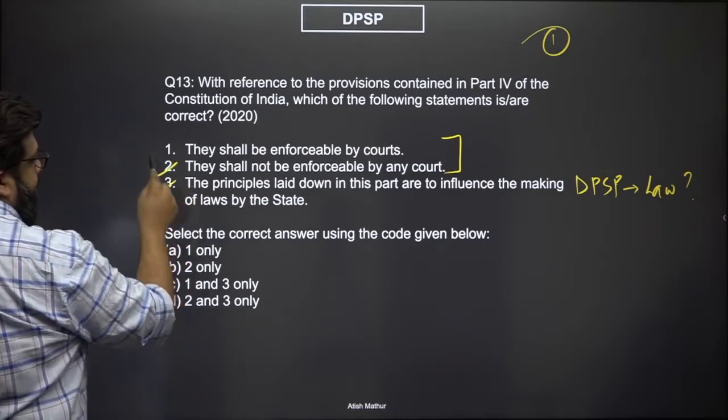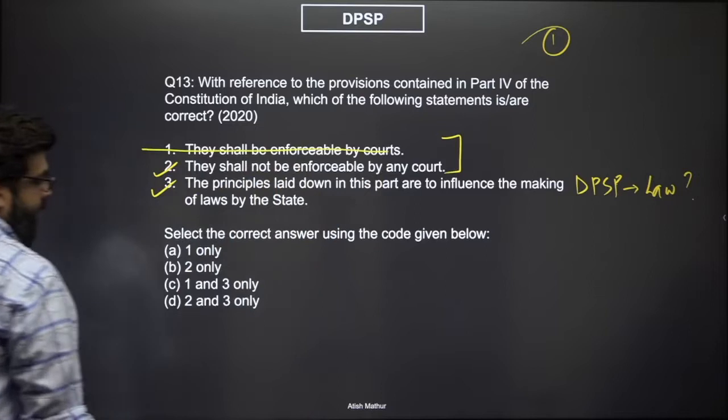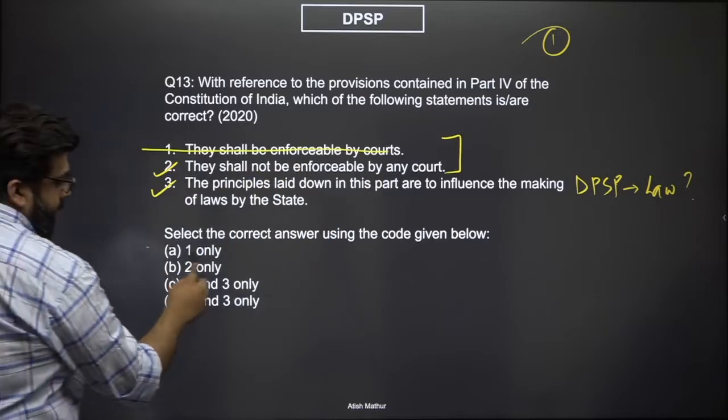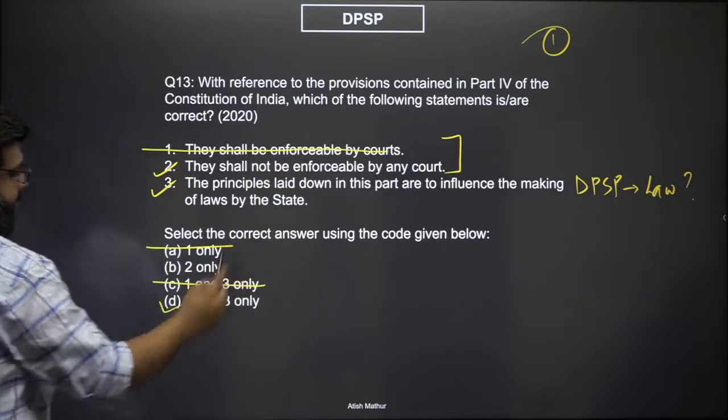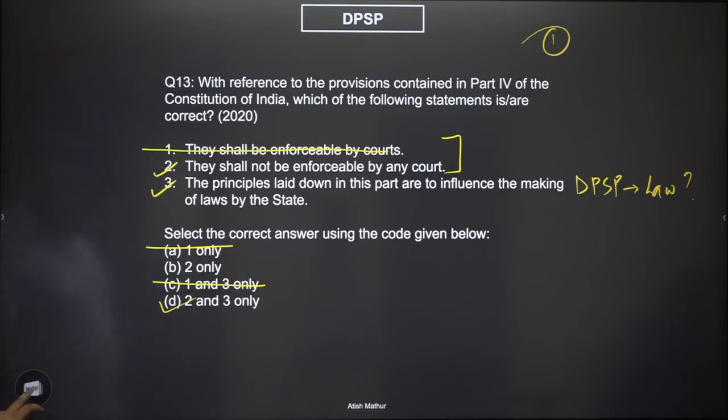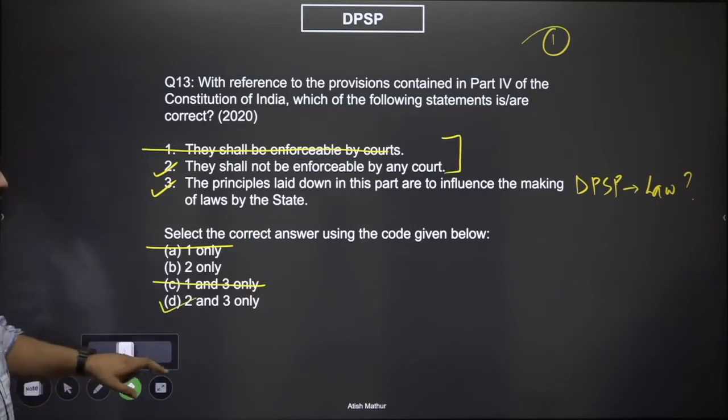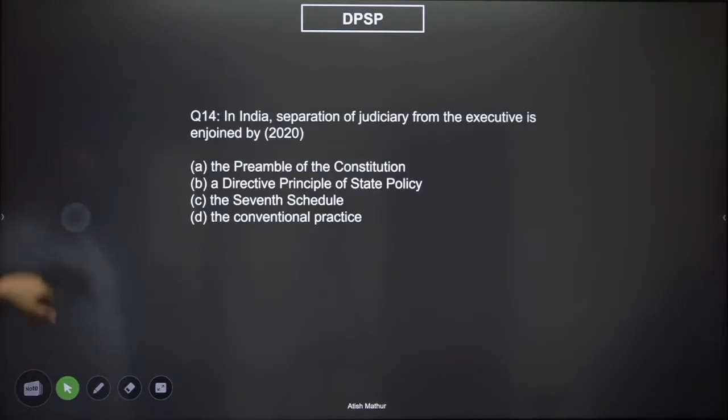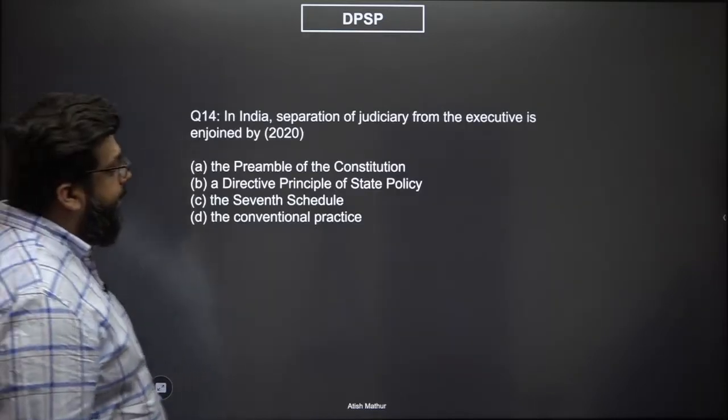3 is definitely right. 1 is wrong. If you see, you can eliminate this here, and your answer becomes D. Your answer is 2 and 3. Okay, that is your answer. There you go. Next, question number 14.